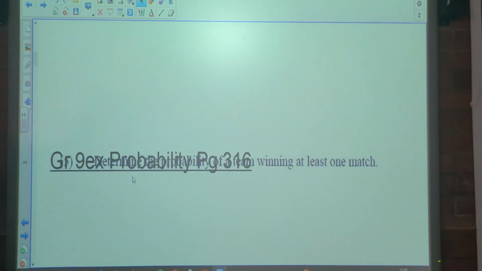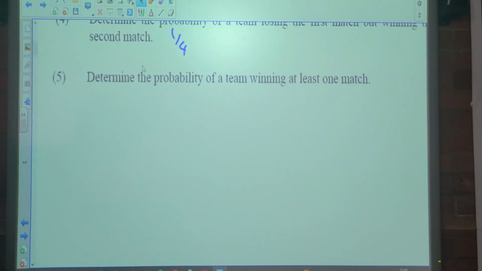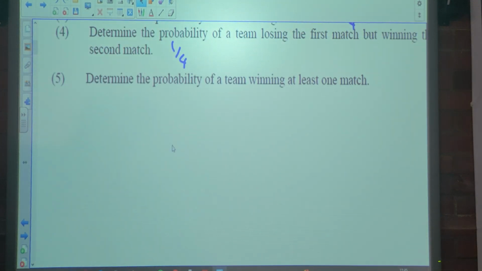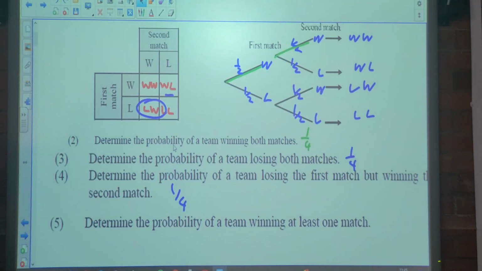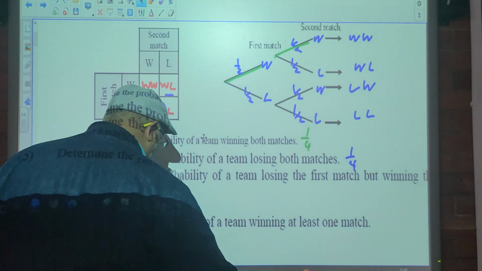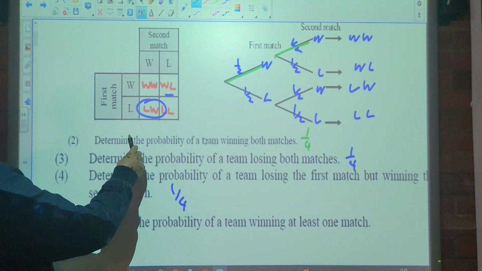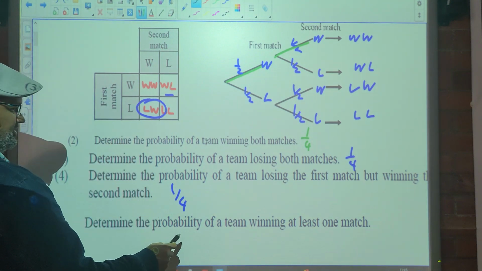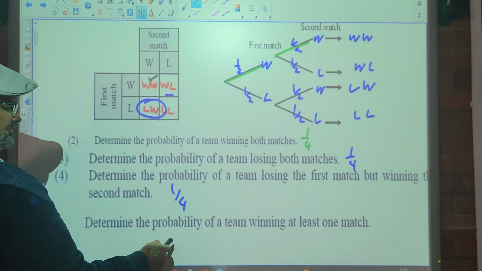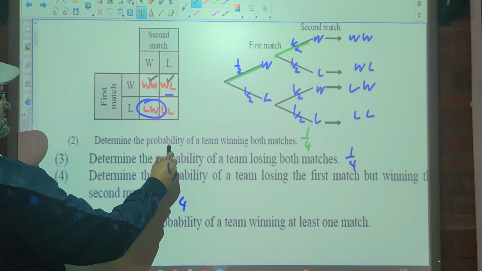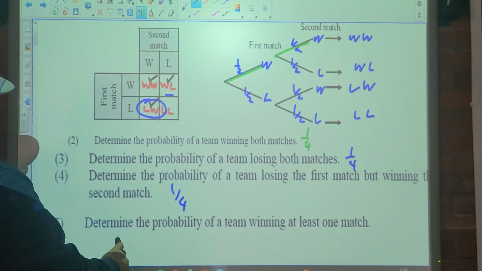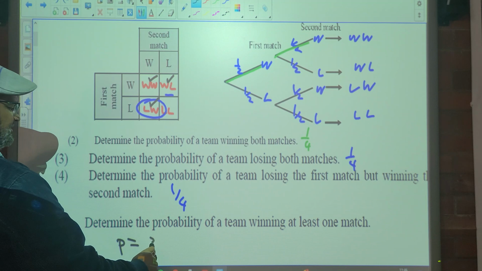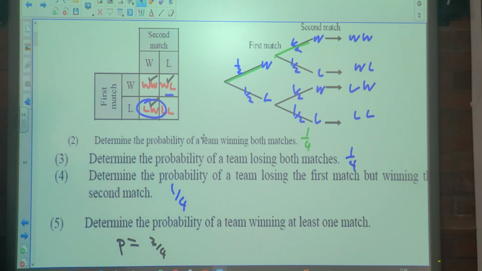Let's go on to the next question. There's another one. Determine the probability of a team winning at least 1 match. So if it's winning at least 1 match, what are the possibilities there? Win-win, not so? Win-lose, lose-win. So the probability will simply be 3 out of 4. You guys understand? Right.